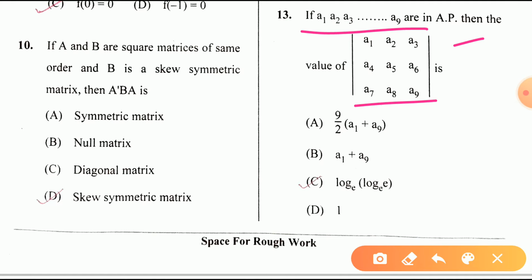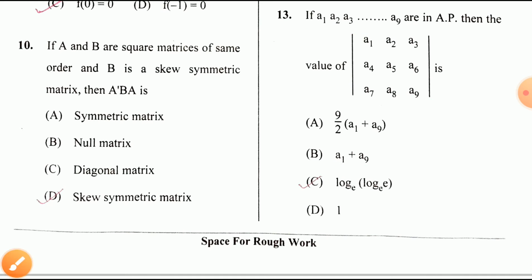This determinant is equal. Here we know that A1, A2, A3, ..., A9 are in AP, that is, first term, second term, ..., ninth term. Then substitute the values of A1, A2, A3, and A9. Then by using properties of determinants, after simplification we get 0. 0 can be written like this, because log e to the base e is 1, and log 1 is 0. Therefore the right choice of question number 13 is C.